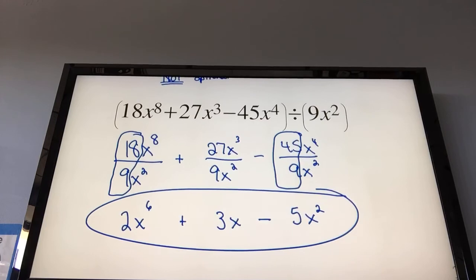Now, I will tell you that these can get more complicated. They would in your next class for Algebra 1. But yes, these can get more complicated.